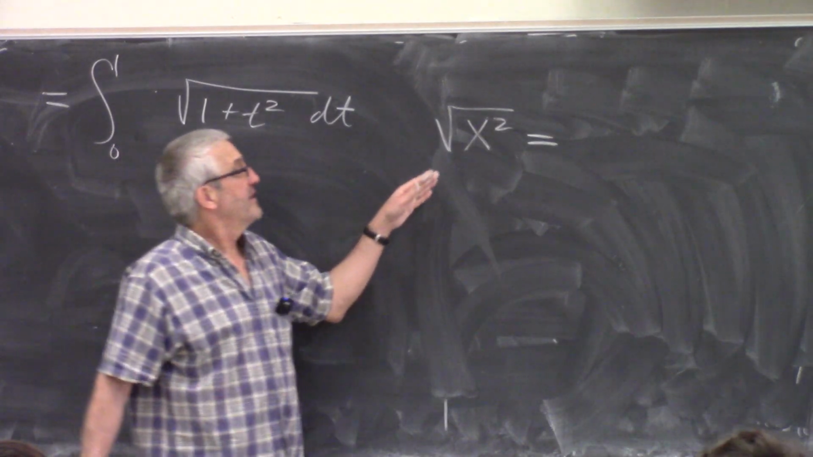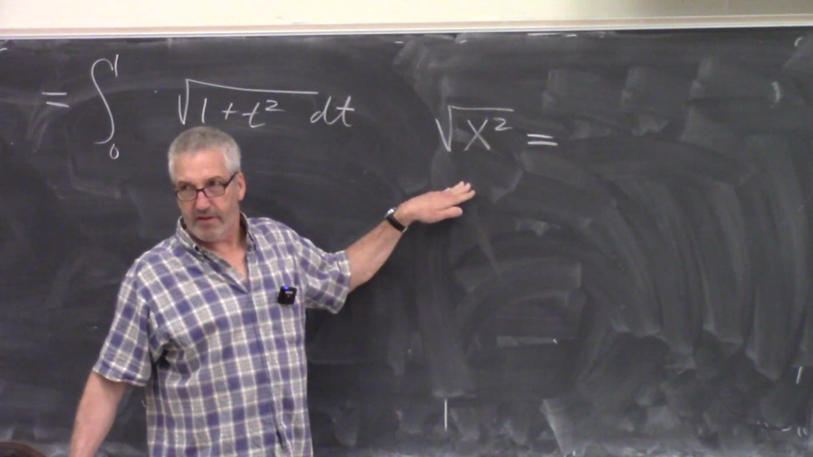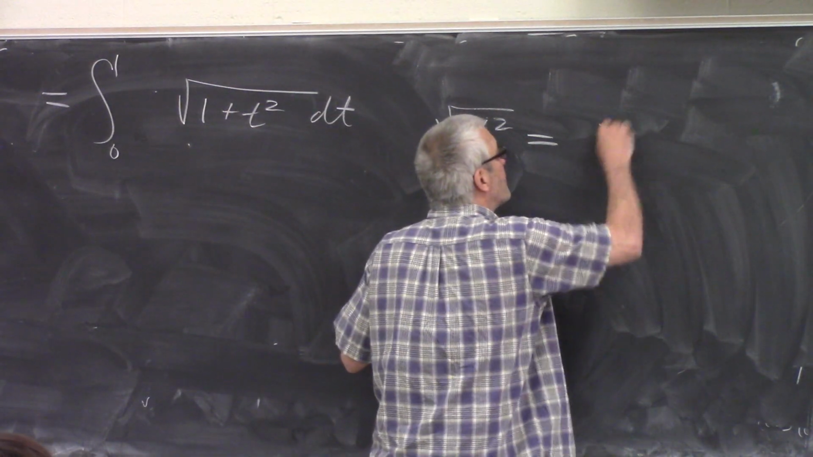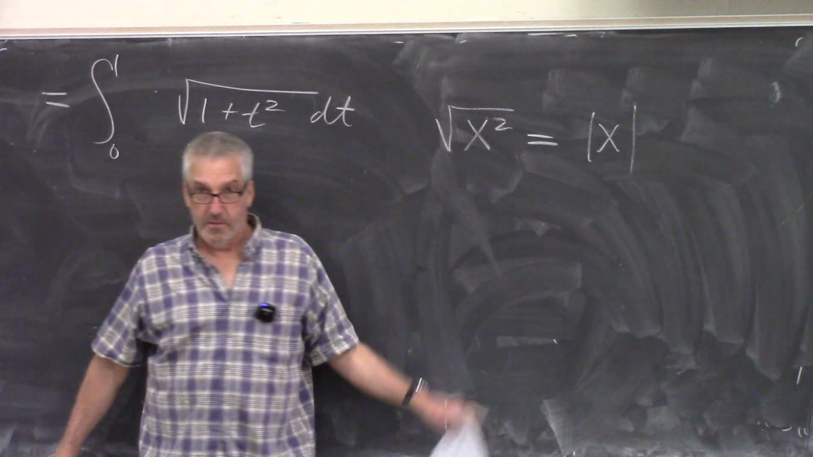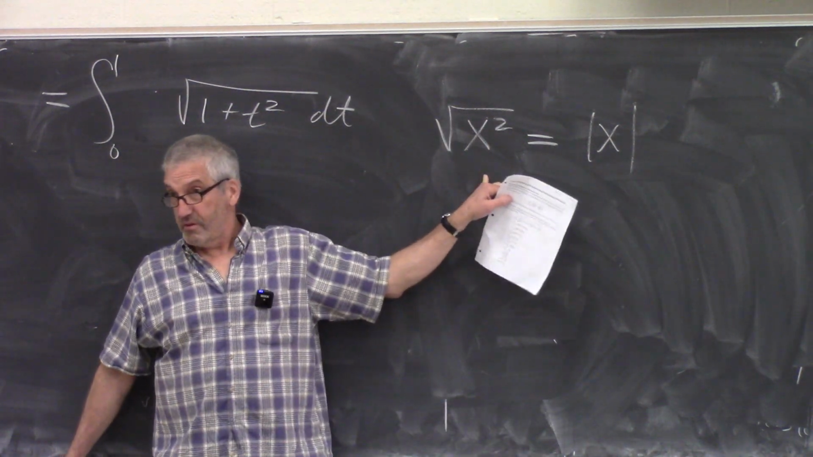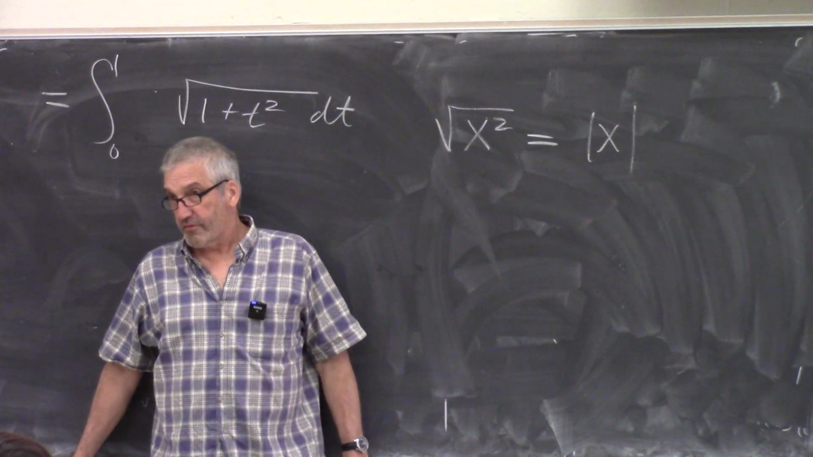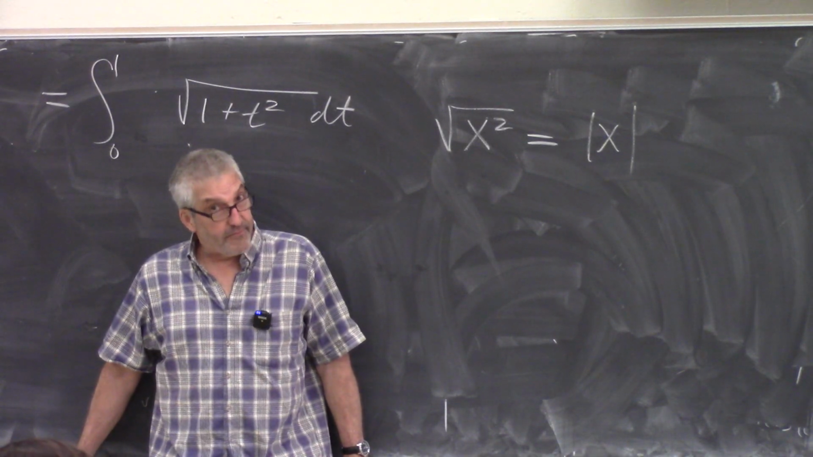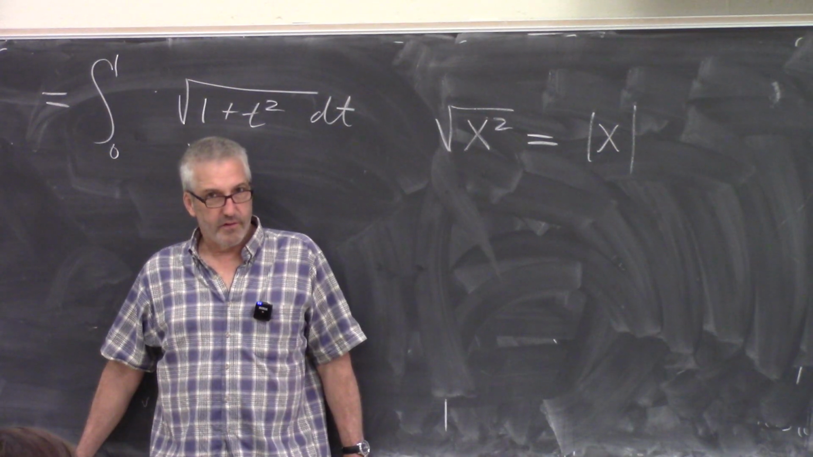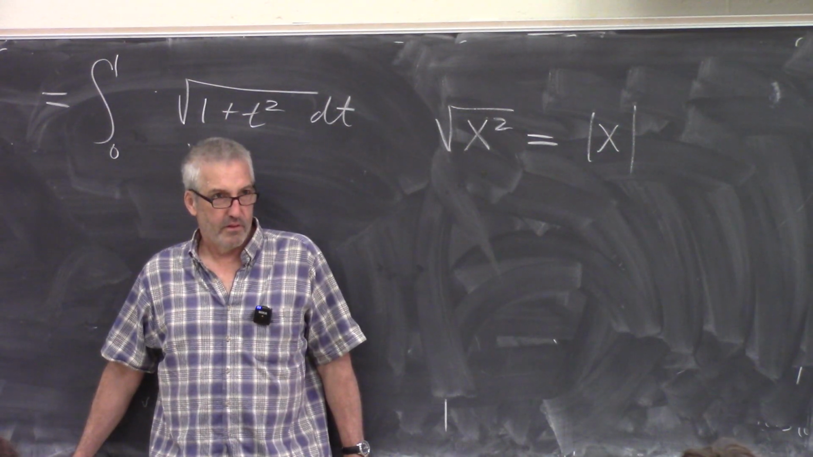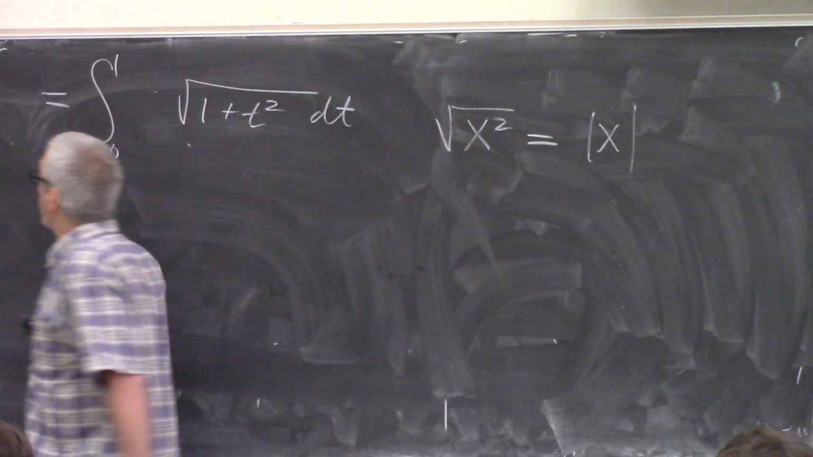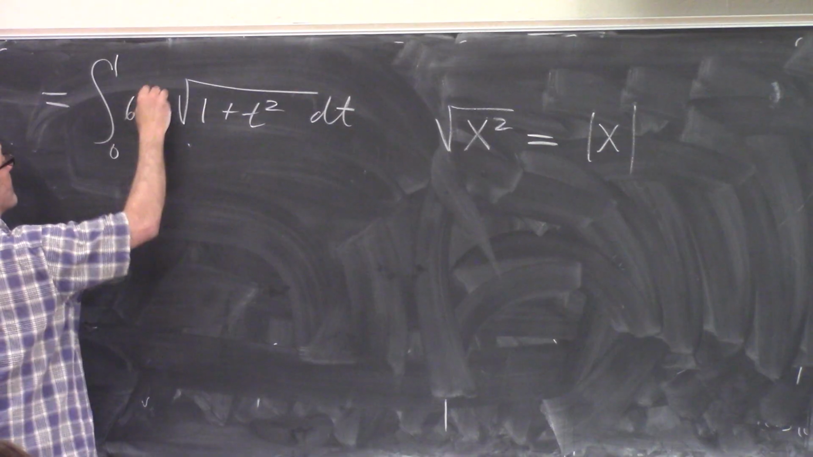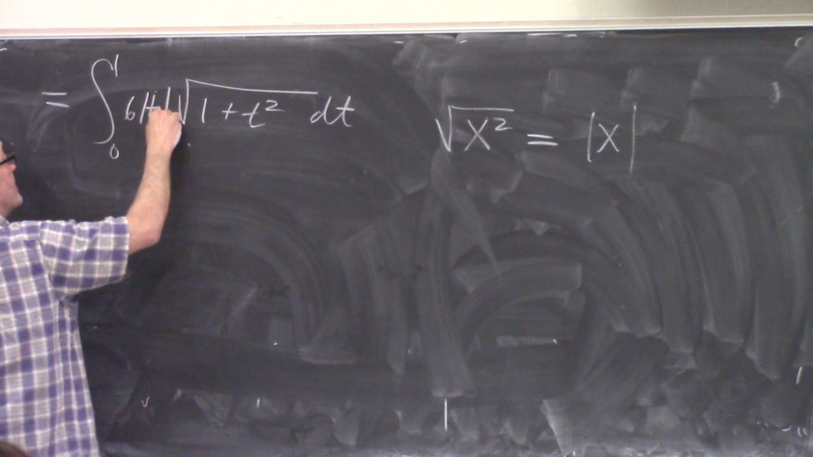On the count of 3, everybody tell me, square root of x squared is? x. Wrong. Absolute value of x. This means the non-negative square root. If x is 5, then x squared is 25, square root of x squared is 5, so the square root of x squared is x. But if x is negative 5, the square root of x squared is not negative 5, it's plus 5. So when you pull something out of the square root, it's got to be non-negative. So this is going to be 6 times the absolute value of t.